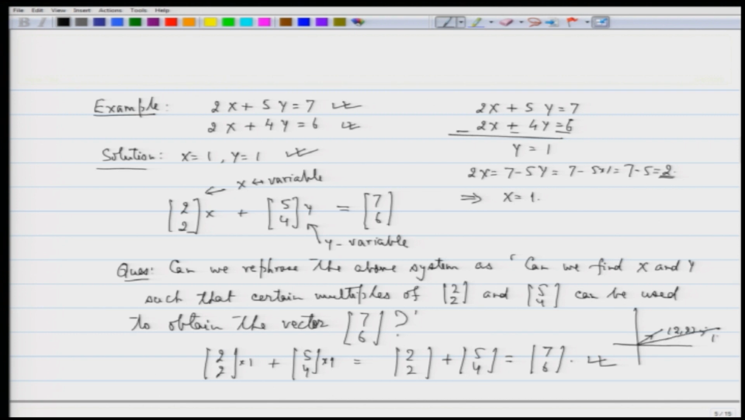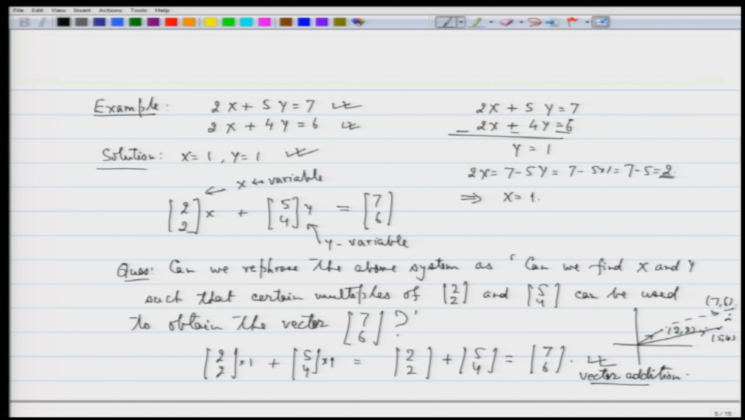So, this is the vector 5 comma 4. Then we are saying that we can add these two vectors here and get the vector 7 comma 6. This is called vector addition, the vector addition that we had learnt in school. So, we are looking at vector addition.